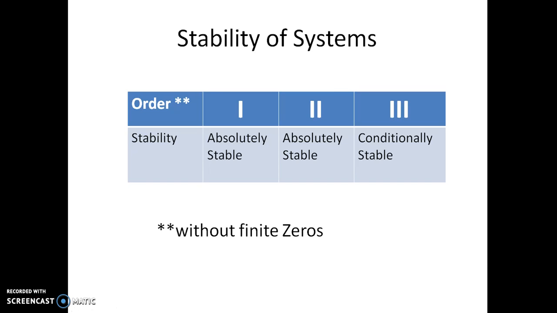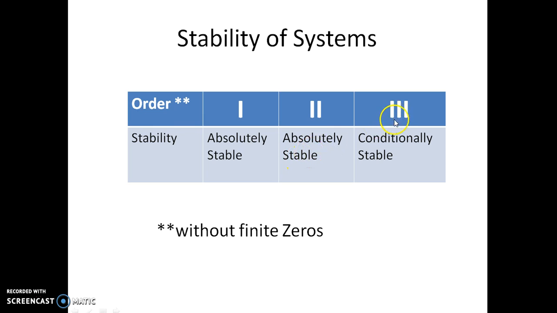So this is a summary. Order of the system, if it is 1, given that there are no finite zeros. So we are considering all the zeros at infinity, without any finite zeros. If it is an order 1 system, then we call it an absolutely stable system if the pole is towards the left side. If the poles are towards the left side, and if it is a second order system without any finite zeros, then also the system is called absolutely stable.